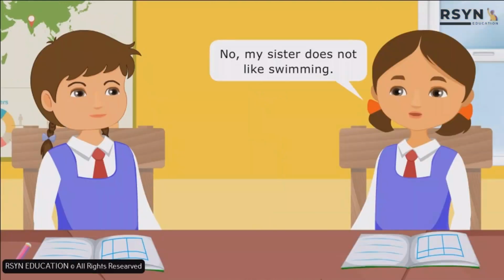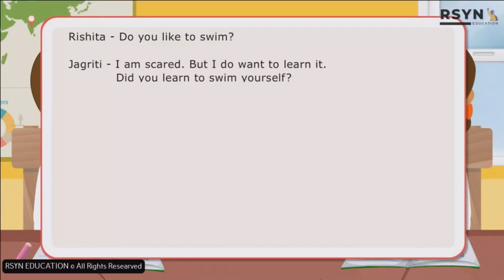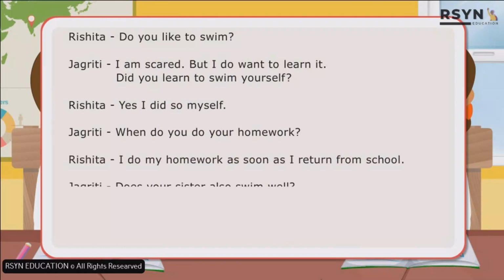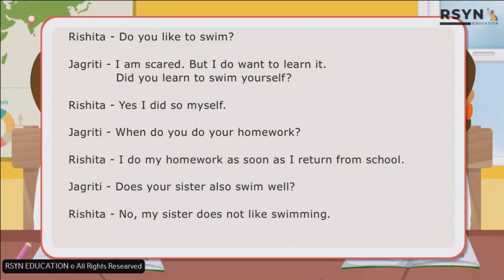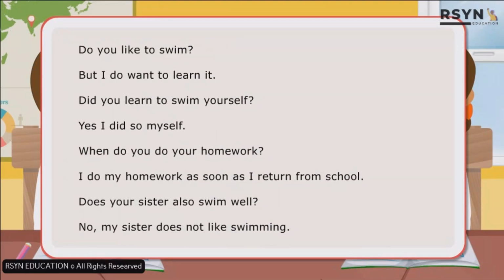In the dialogues, the girls have used do, does, and did to speak of performance of some action, for emphasis, to ask questions, and to form negatives, both in present and past tense. Here are examples of sentences with do, does, and did.